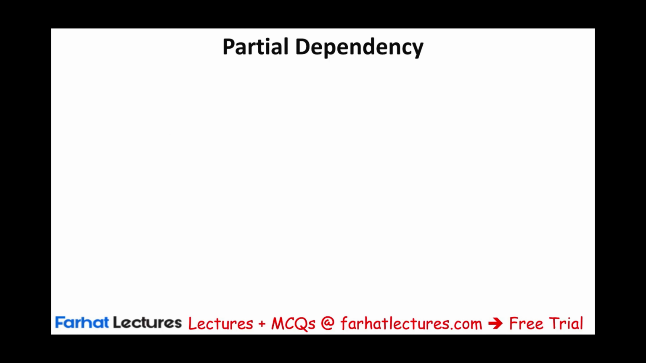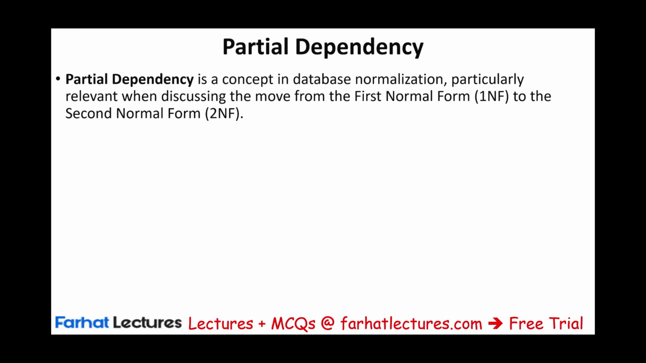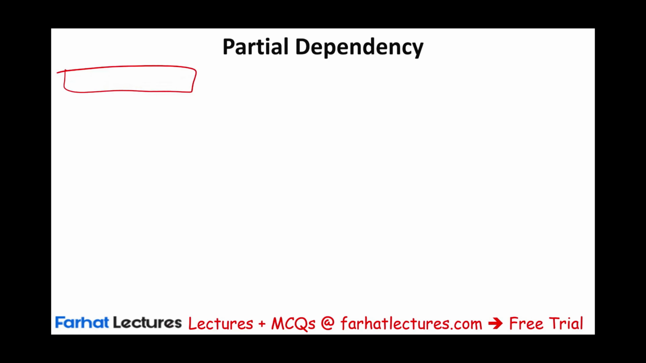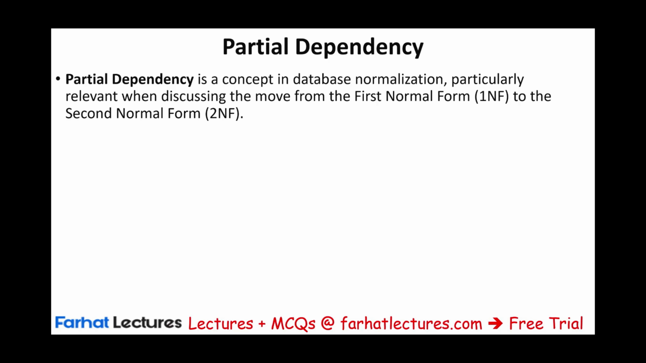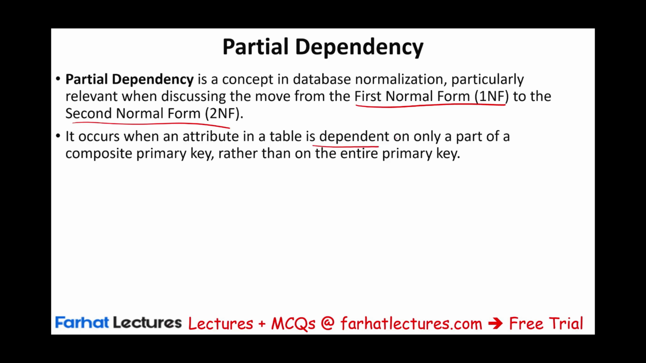Let's take a look at what a partial dependency is. Partial dependency is a concept in data normalization. Partial in contrast to what? Partial in contrast to full dependency. So here we cannot have a partial dependency. It is the concept in database normalization that's relevant when you want to move from first normal form, 1NF, to second normal form. It occurs when an attribute in a table is dependent only on a part of the composite primary key rather than the entire primary key. And to be in 2NF, every non-key attribute has to be dependent upon the entire primary key. Don't worry, we'll work an example starting now.